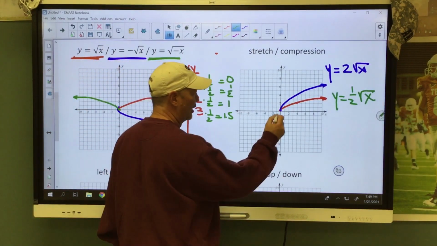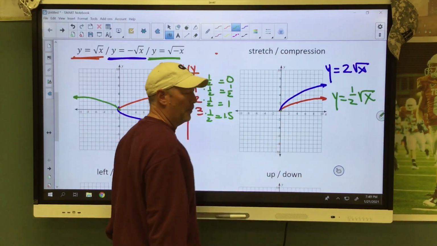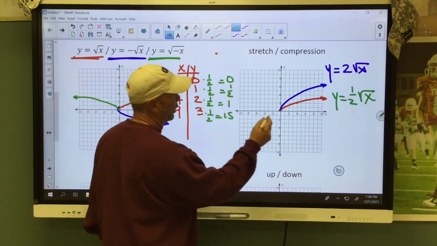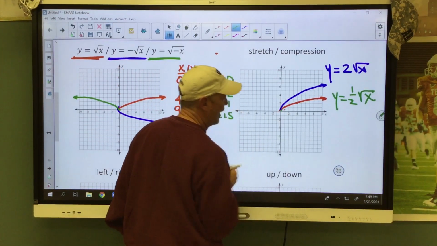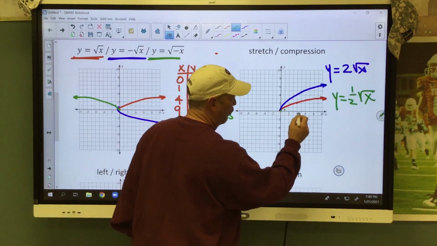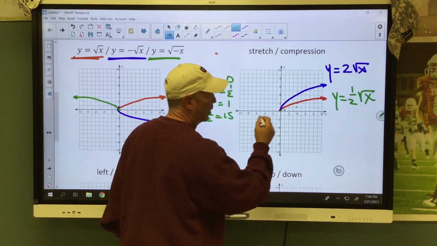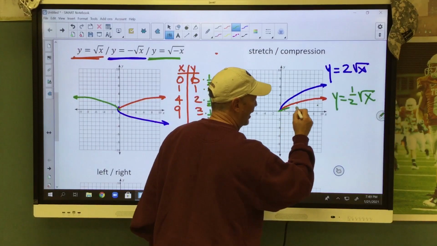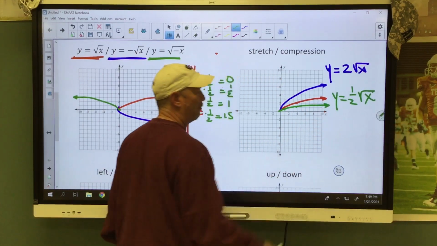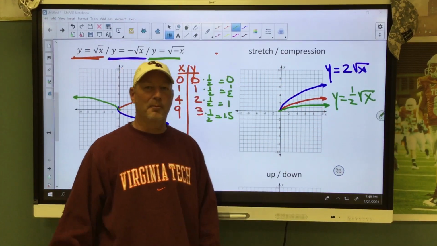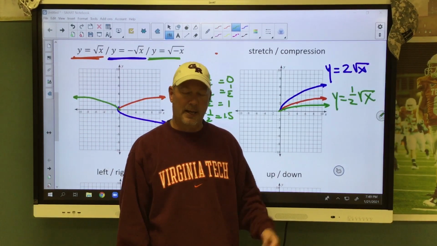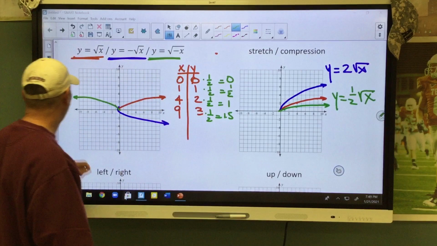All right, so we're going to start at the origin. We're still at 0, 0, except when we go to 1, we're going to be halfway up, at half. When we go to 4, we're going to be at 1. When we go to 9, we'll be at 1.5. And we're going to be a little flatter. We're flatter because we're being compressed vertically. Got it? All right, let's try some more.